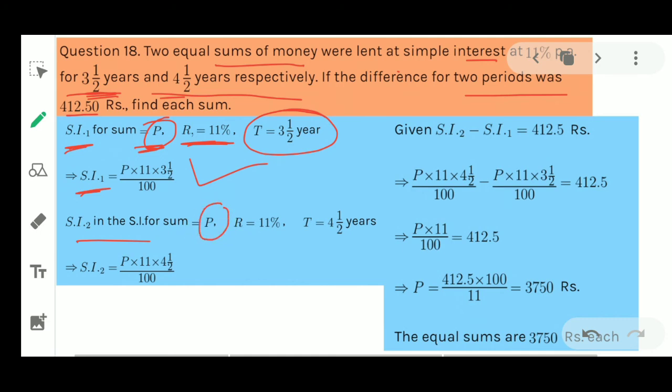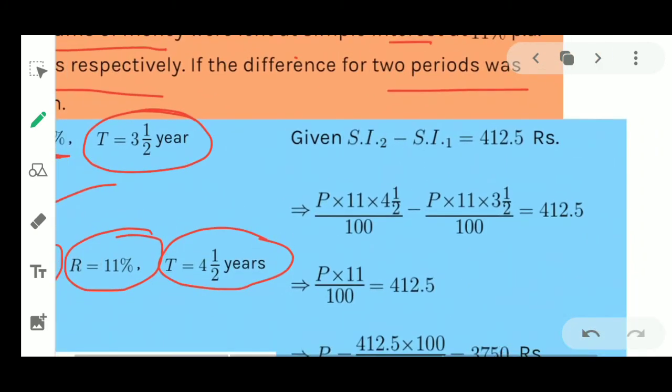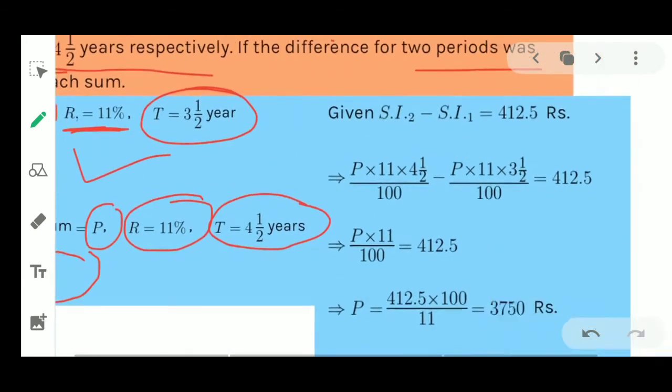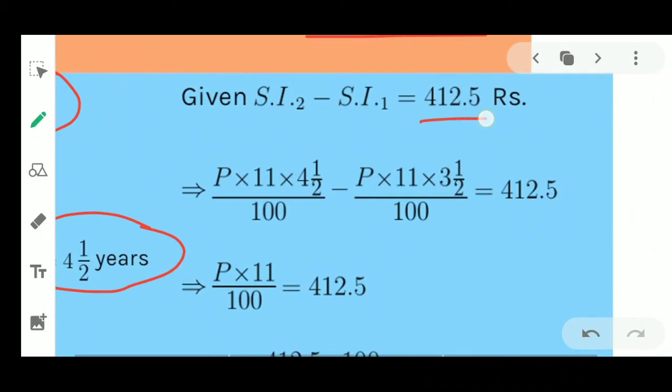Now simple interest 2, principal is same p and r is also same 11%, but time is different, that is 4 whole 1 by 2 years. So simple interest 2 is p into r into t by 100, that is p into 11 into 4 whole 1 by 2 by 100. Up to this clear? And as per the question, the difference between these two simple interests is 412.5 rupees.